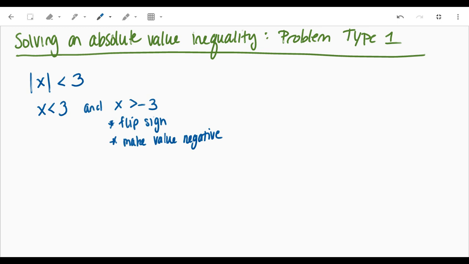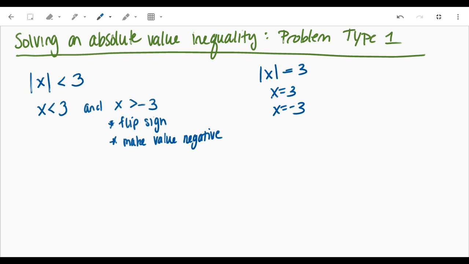Okay, so you think about it, if we had the absolute value of x equals 3, then x could equal 3 or x could equal negative 3. If the absolute value is less than 3, then we have to be between those two numbers. So a number like 0 would work, a number like 1 would work, a number like negative 2 would work. If you're not sure, you can always just test some points.